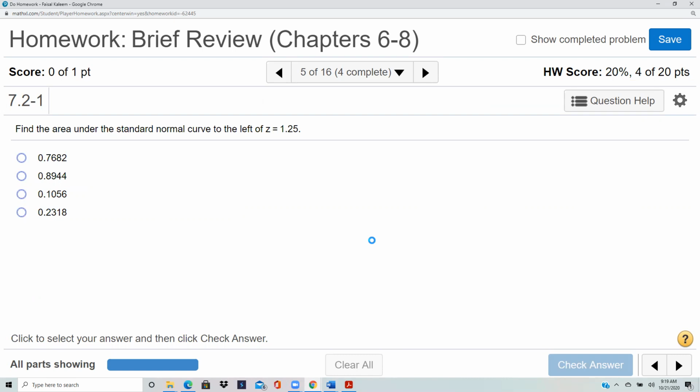Okay. Find the area under the standard normal curve to the left of z equals 1.25. So what will we do? Will we put it in Statcrunch? So where does the 1.25 go? In the area box? No, this one would go where the P(X) and then the greater than or less than sign. So 1.25.